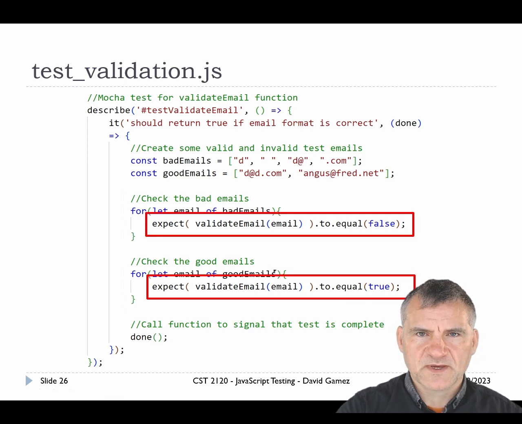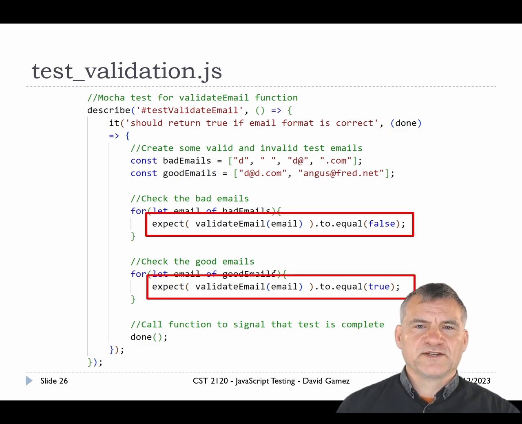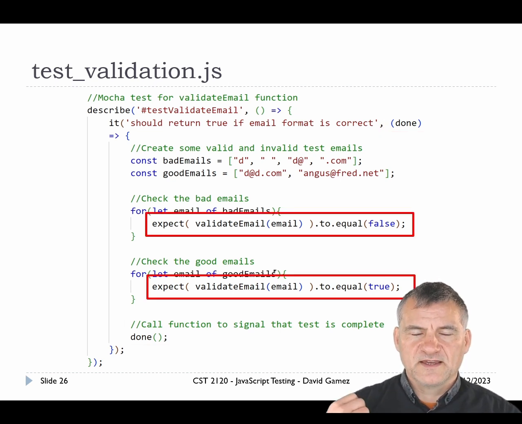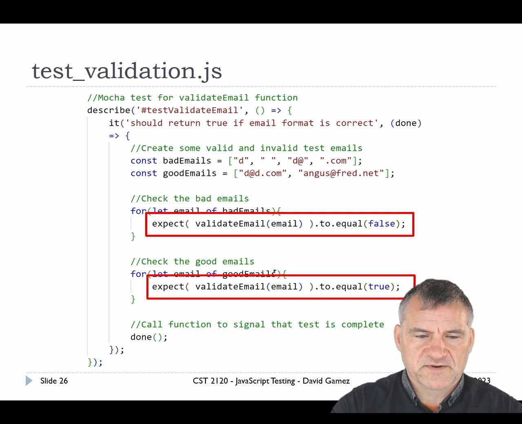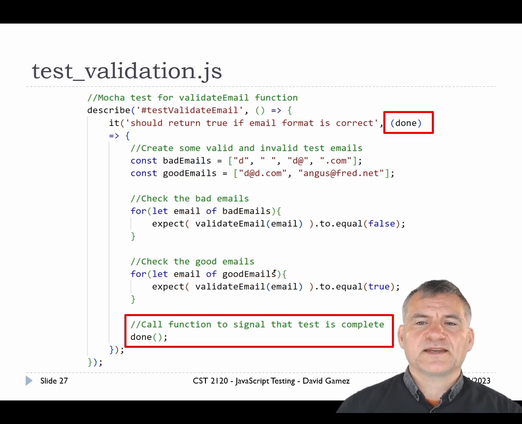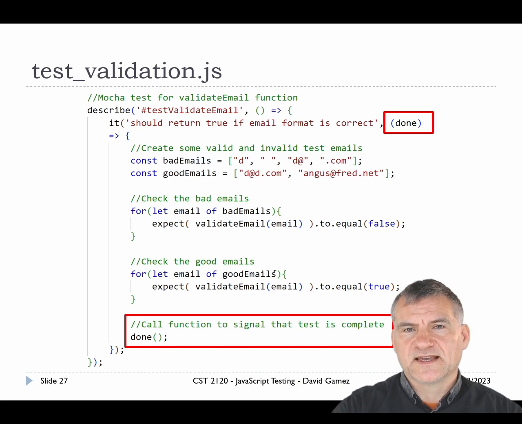These are the assertions about what should happen, and you must have these. A test without assertions is not a test, and you won't get any marks for it. You must make assertions saying this should happen, or this should not happen, or this value should be like this, or this should be a Boolean, or whatever it is. When the test is done, you have a callback function that's passed into the test, and we call that to say we're all finished.